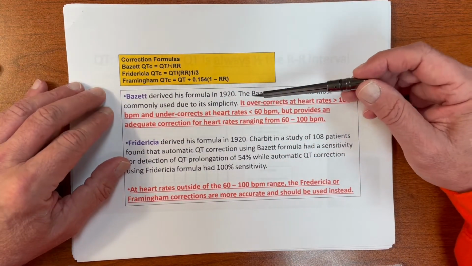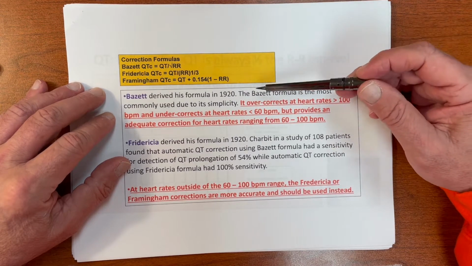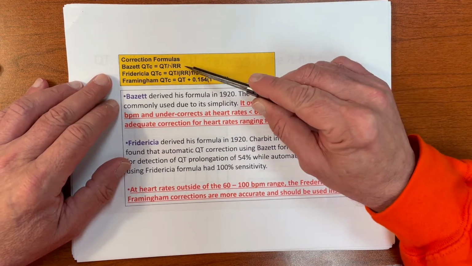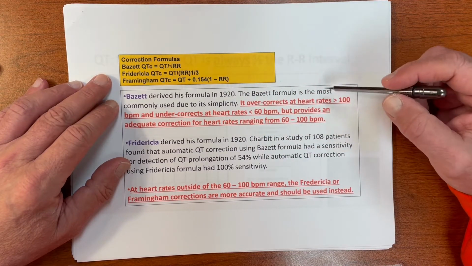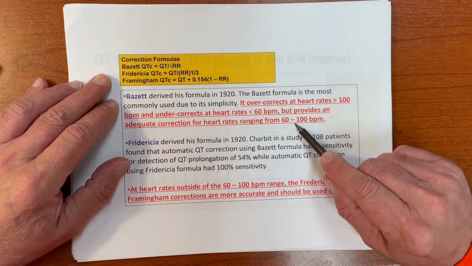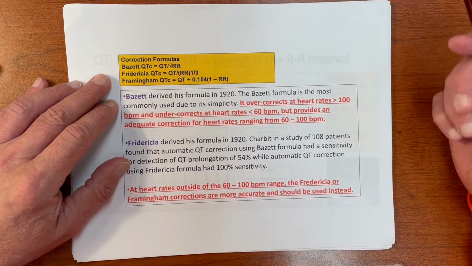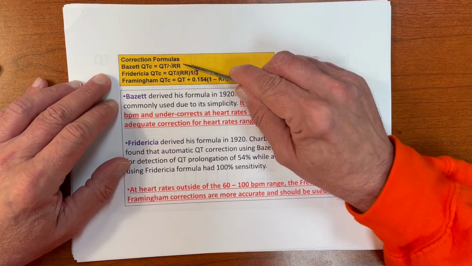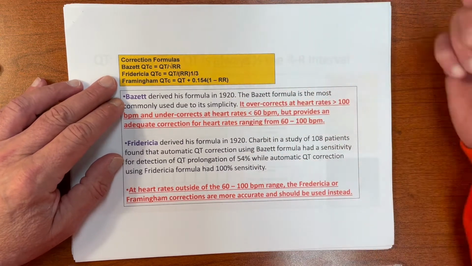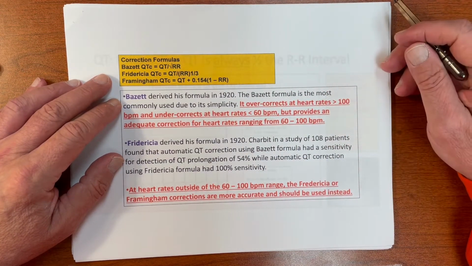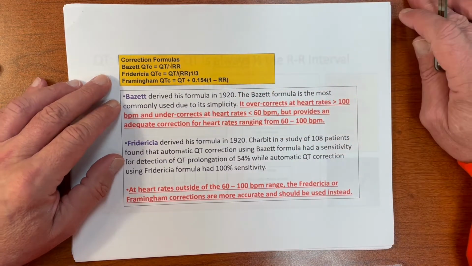Bazett was originally developed in 1920. It's the most commonly used, but it's only really valid at normal heart rates, normal heart rates being 60 to 100 beats per minute. So if I'm really tachy or really brady, I'm not going to use Bazett, I'm going to use Fridericia. That's the bottom line. And again, you just go to MD Calc.